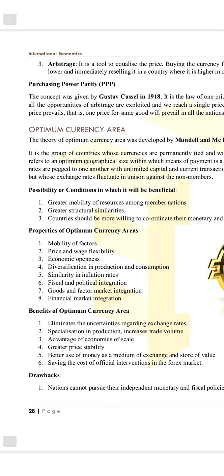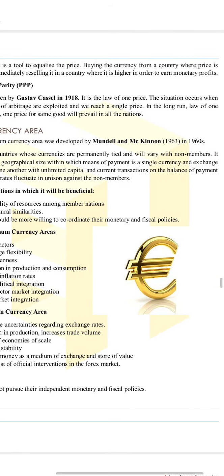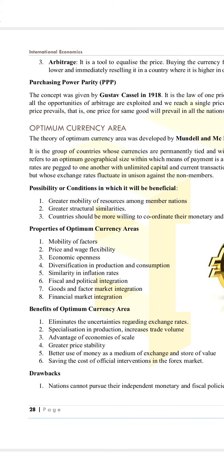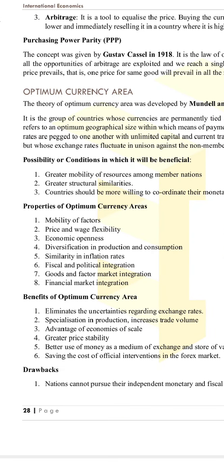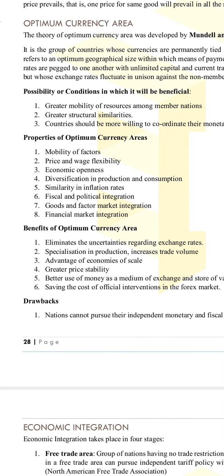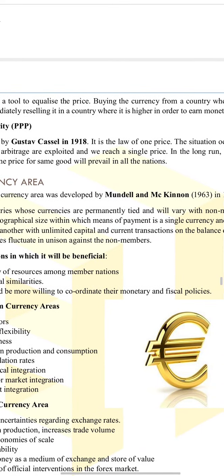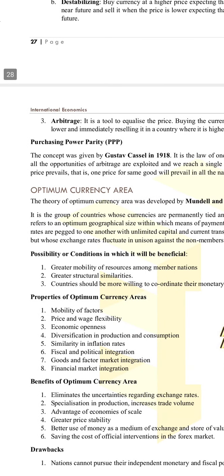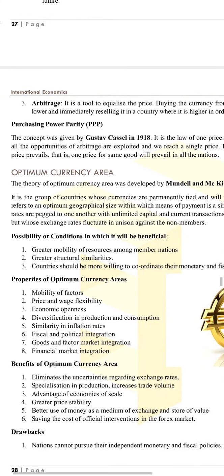Purchasing power parity. The concept was given by Gustav Cassel in 1918. It is the law of one price. The situation occurs when all the opportunities of arbitrage are exploited and we reach a single price. In the long run, the law of one price prevails, that is, one price for the same good will prevail in all the nations.